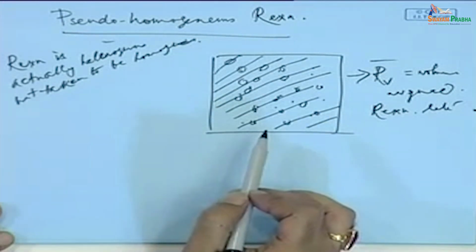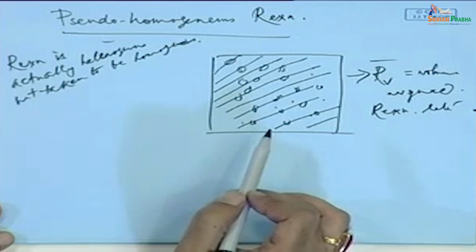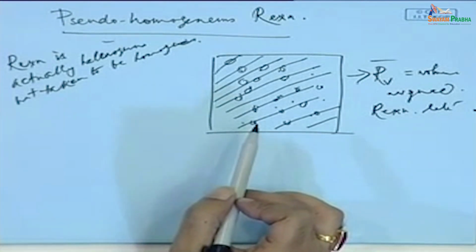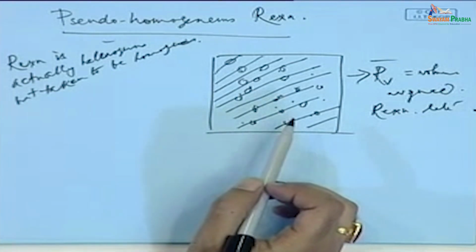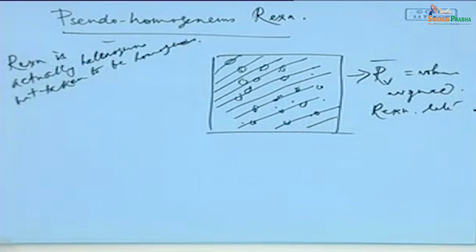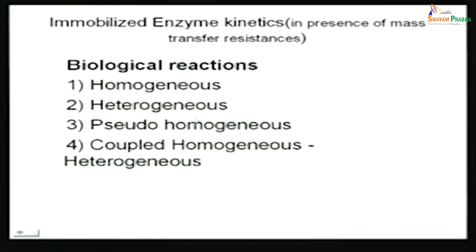So this is pseudo homogeneous. I want to be clear, pseudo homogeneous is not really a reaction, but it is essentially a way of description. And the last thing that I will show you here is known as a coupled homogeneous heterogeneous reaction. This is very straightforward. This is not a form of description.